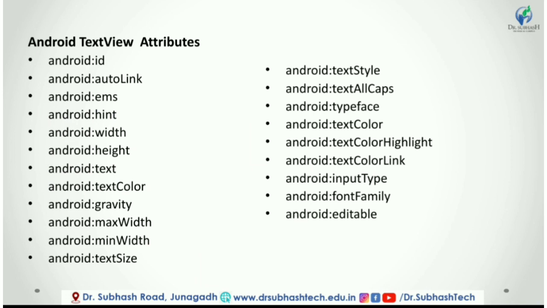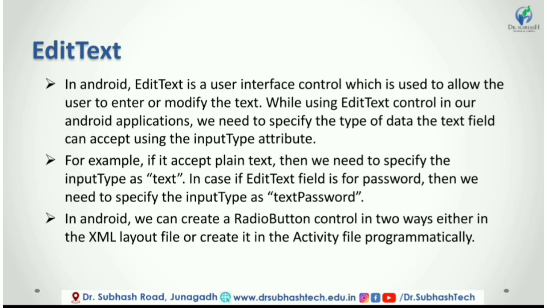So these are the attributes of Android text view. Next is edit text. In Android, edit text is a user interface control which is used to allow the user to enter or modify the text. While using edit text control in our Android application, we need to specify the type of data the text field can accept using the input type attribute.